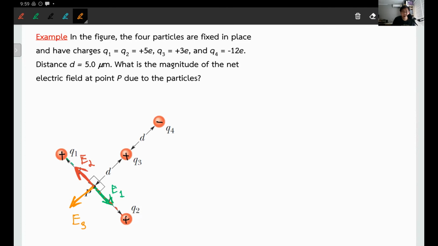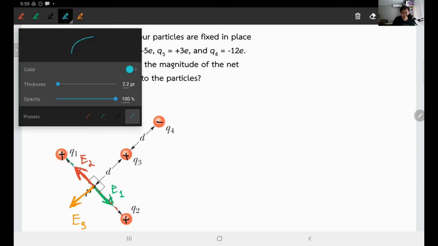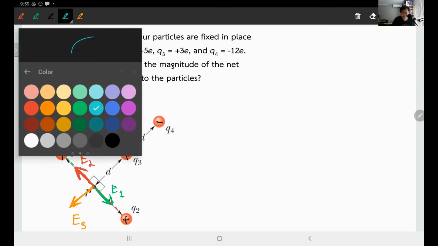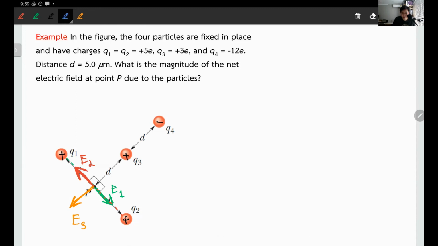And Q4 is negatively charged. So I should get the electric field pointing towards it. Let me name this E4. All right, and of course, all of these should be vectors, so I just put an arrow on top. There you go. Okay, you guys with me?